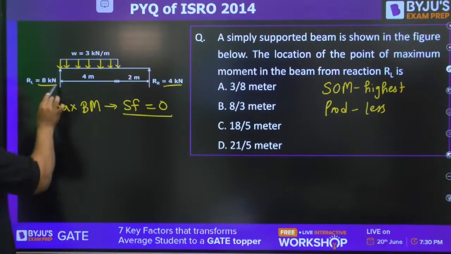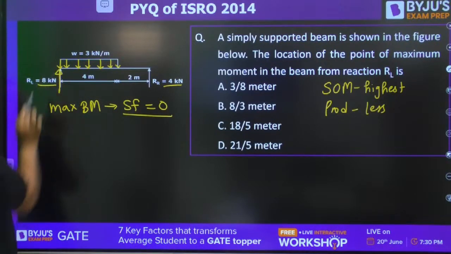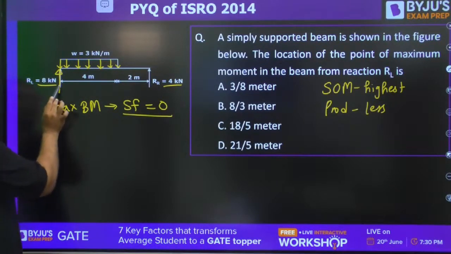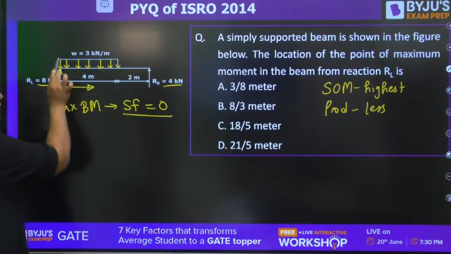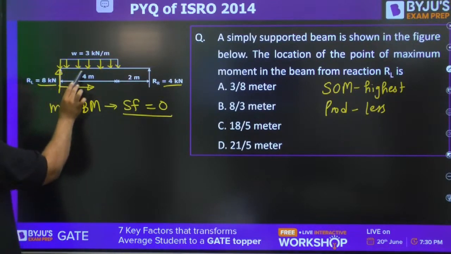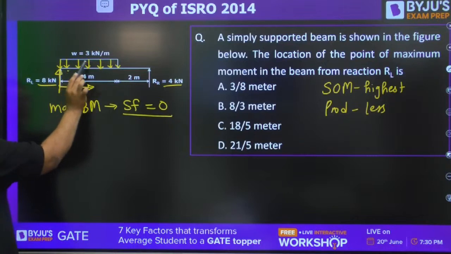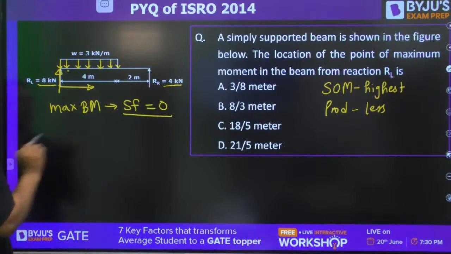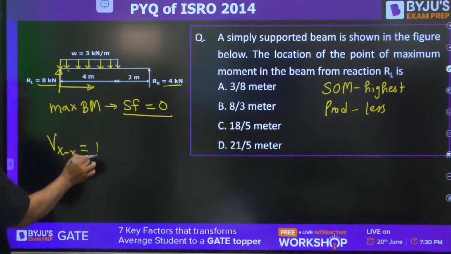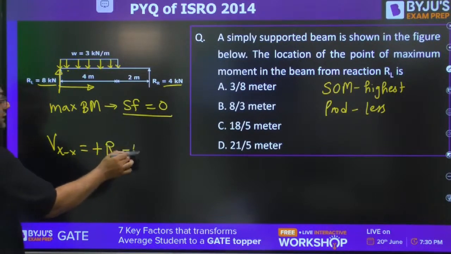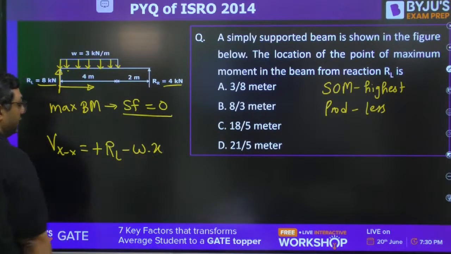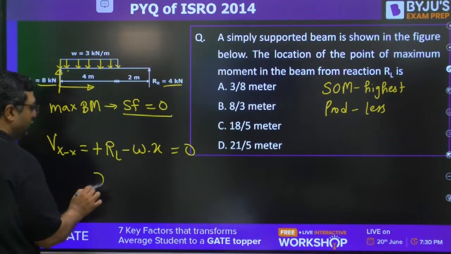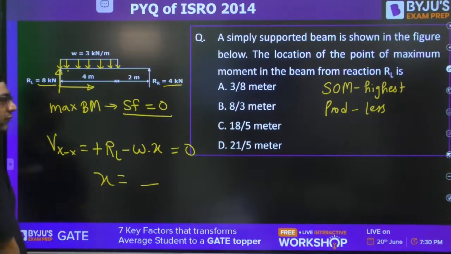So you can see here we have 8 kilonewton. You need to find out the distance after which you will have 8 kilonewton downward, so that upward 8, downward 8 will become 0. So you need to find out that x. You can also write down the equation plus RL minus W into x. Equate it to 0 and get the value of x. Very easy question.